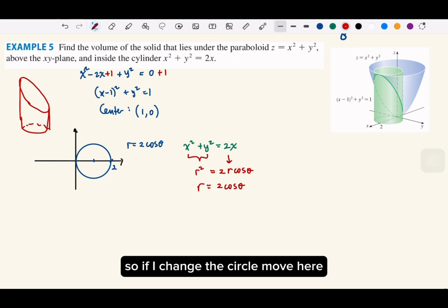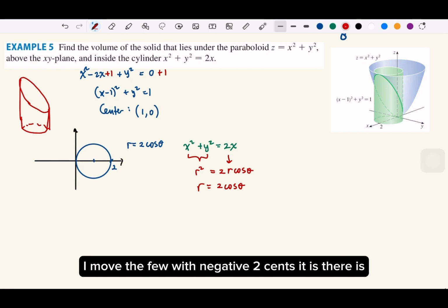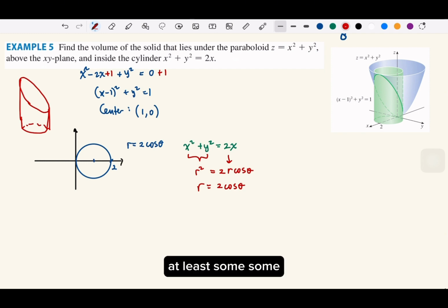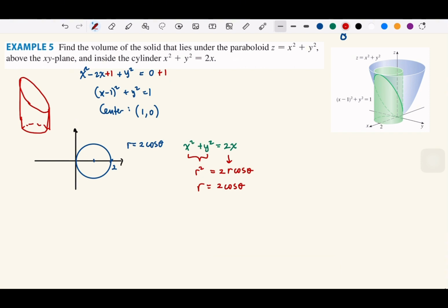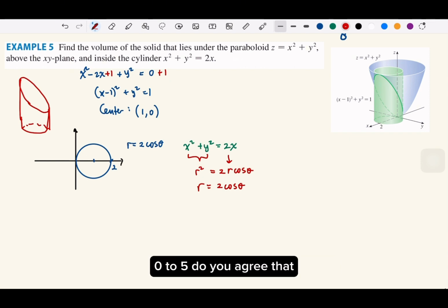If I move the circle here on the left, as I said, this will be negative 2 cosine theta. If I move up here, there will be 2 sine theta. If I move down here, it will be negative 2 sine theta. There is some content from chapter 10 about polar coordinates and polar curves. Now we have r, and how about the theta? Theta equals what? 0 to 2 pi. Do you agree?